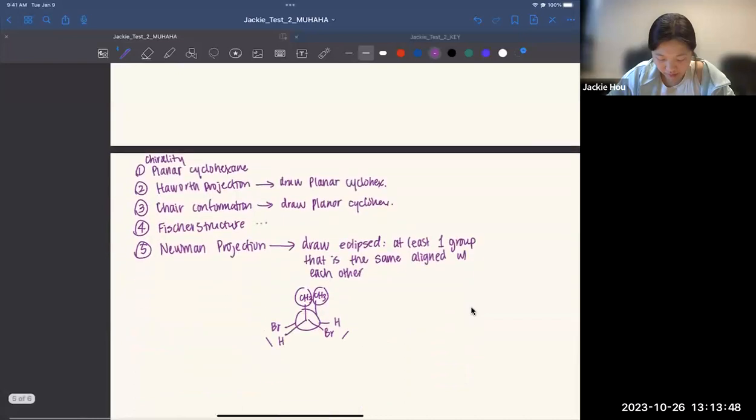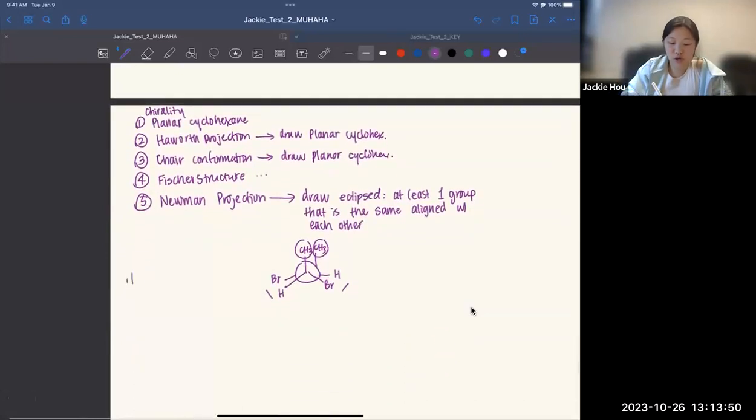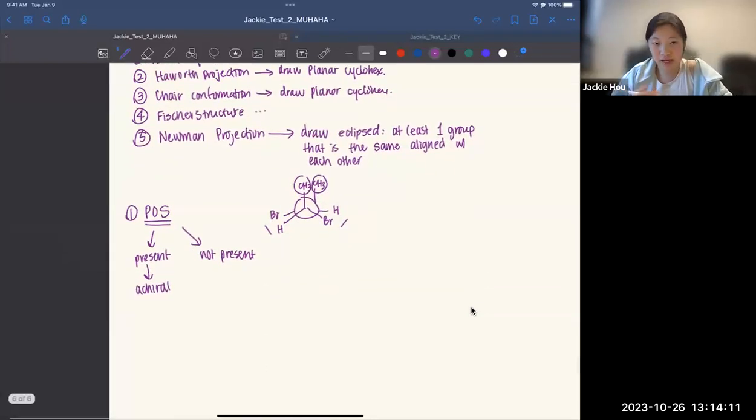Most of the chirality things, you can draw a plane of symmetry, right? The plane of symmetry is a pretty fast way of determining whether or not something is chiral or achiral. So if there is one, if it's present, then the molecule is achiral. If it's not present though, then you want to go an extra step further, because sometimes even though it's not present, there might be a center of symmetry.